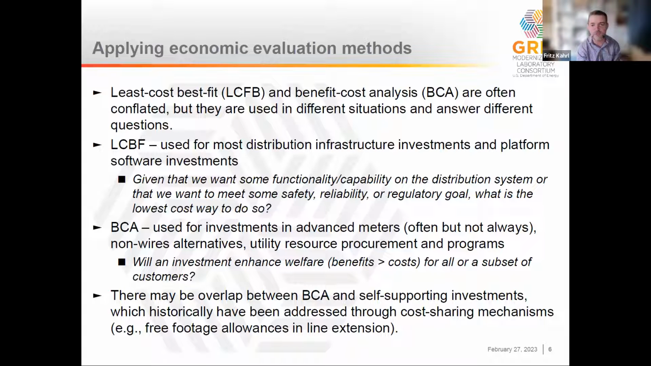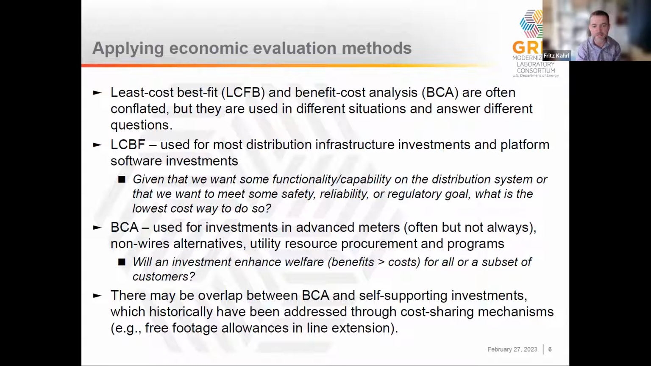There's some overlap between benefit cost analysis and customer choice investments. In some cases, investments that customers choose to make are also going to reduce costs for other customers, in which case there'd be a rationale for cost sharing through cost sharing mechanisms. Free footage allowances for line extension are a good example of this. If connecting a new customer is going to reduce costs or rates for other customers, then existing customers will want to pay for some of the connection costs. Historically, a good example of this has been the interconnection of large industrial customers with high load factors.